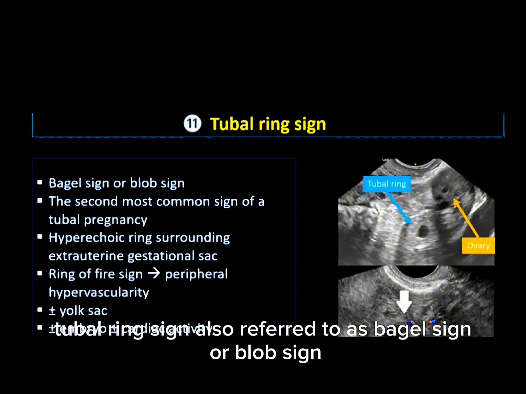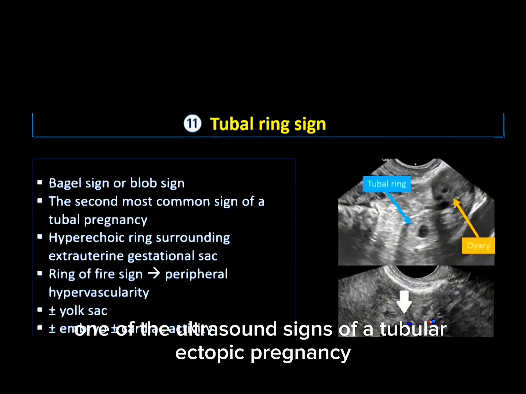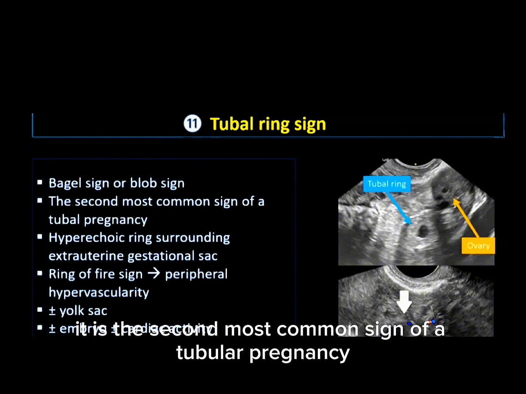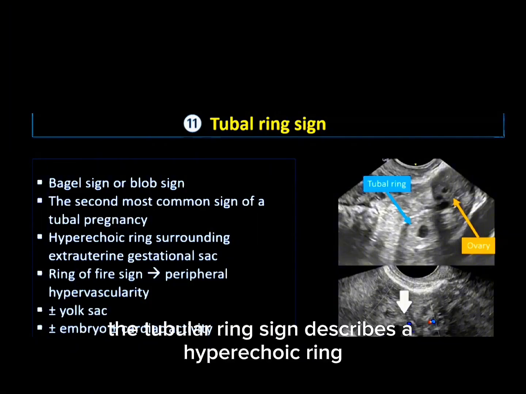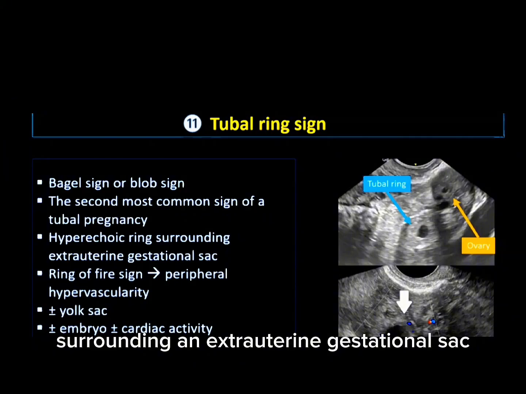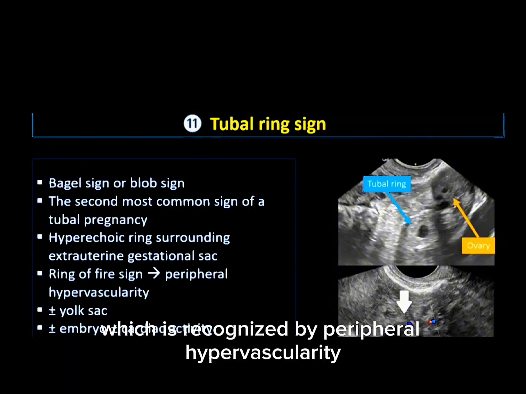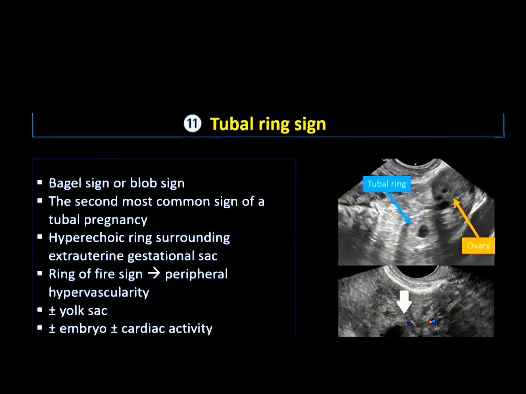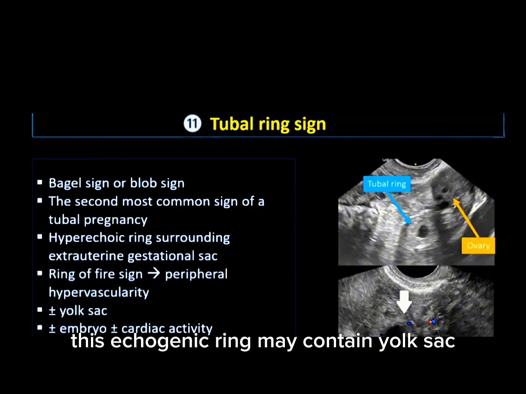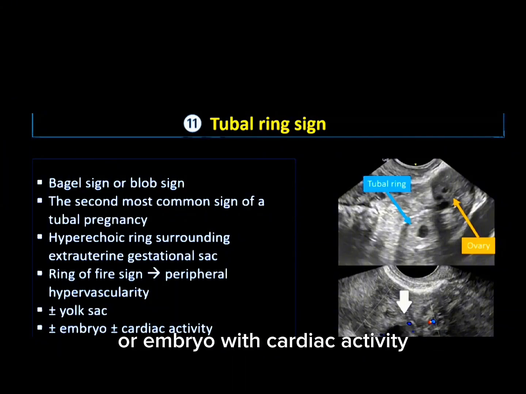Tubal ring sign, also referred to as bagel sign or blob sign, is one of the ultrasound signs of a tubal ectopic pregnancy. It is the second most common sign of a tubal pregnancy. The tubal ring sign describes a hyperechoic ring surrounding an extrauterine gestational sac. A related finding is the ring of fire sign, which is recognized by peripheral hypervascularity of the hyperechoic ring. This echogenic ring may contain a yolk sac or embryo with cardiac activity.